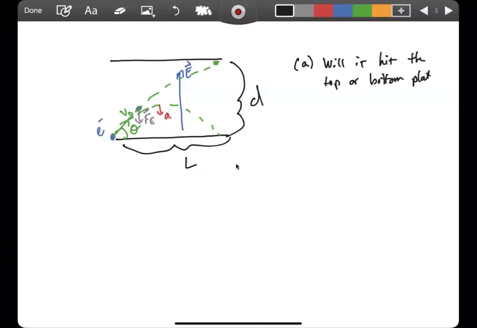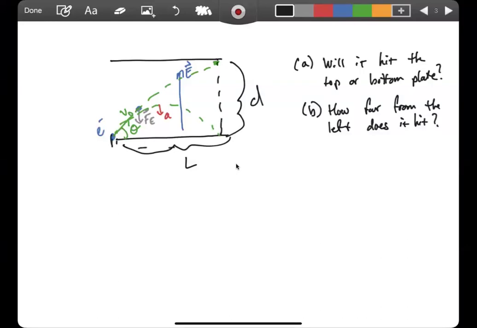In this case, I'm not giving any options to actually make it through and not hit anything. So it's going to hit either one or the other one. And then part B says, wherever it hits, how far from the left does it hit? So basically meaning that how far here, if it hits here, for example, how far is this from the left side? Or if it hits here, how far is that, et cetera. So this is what we want to know.